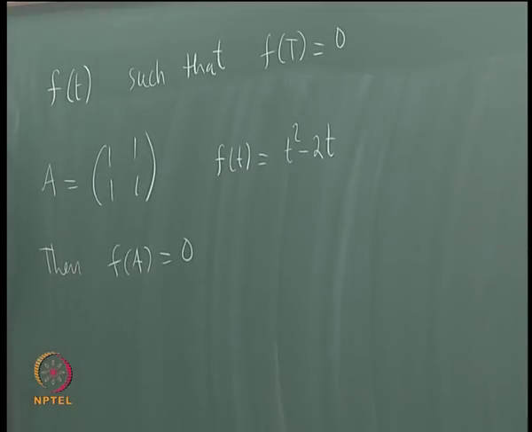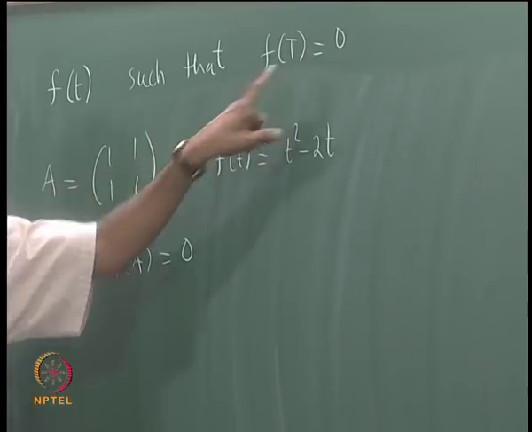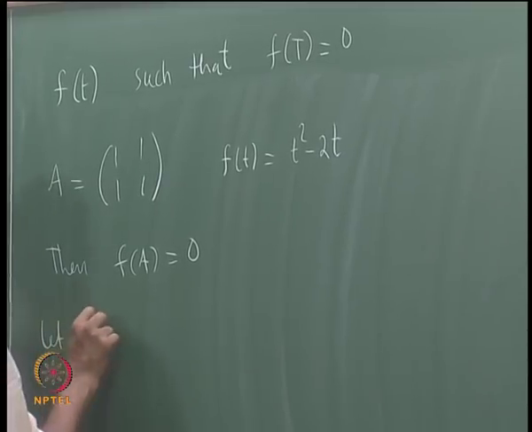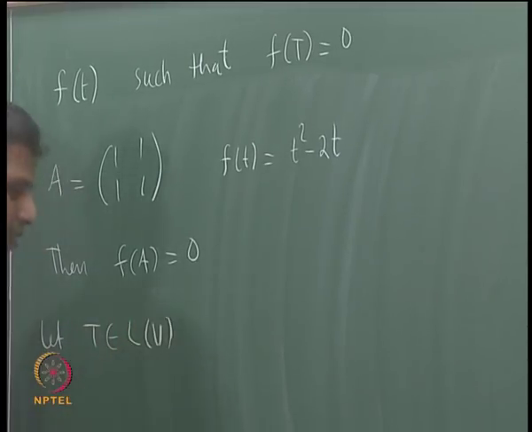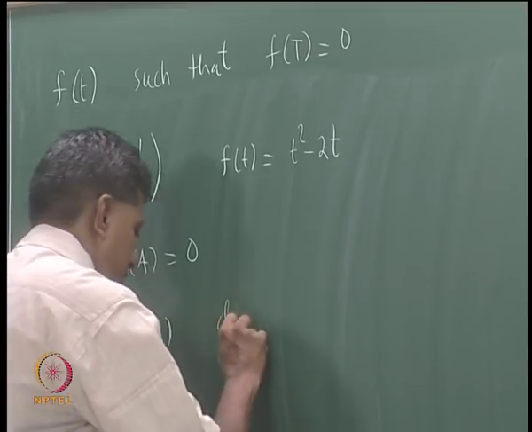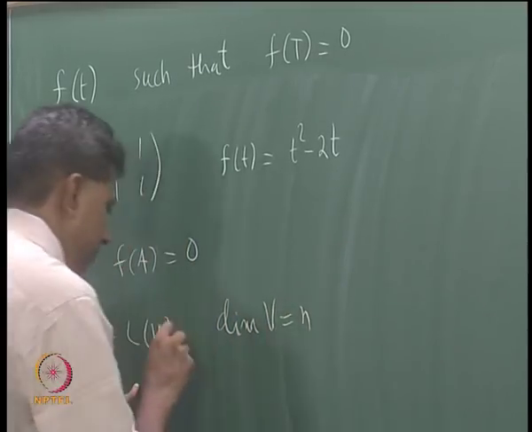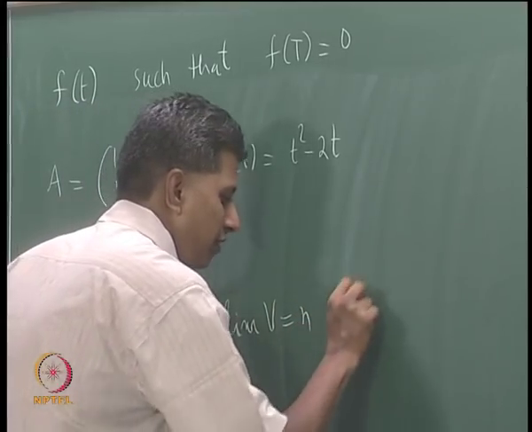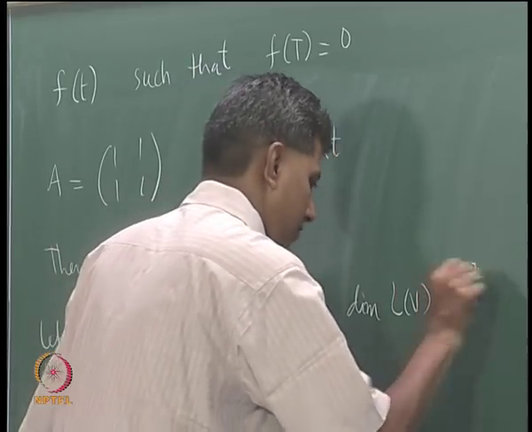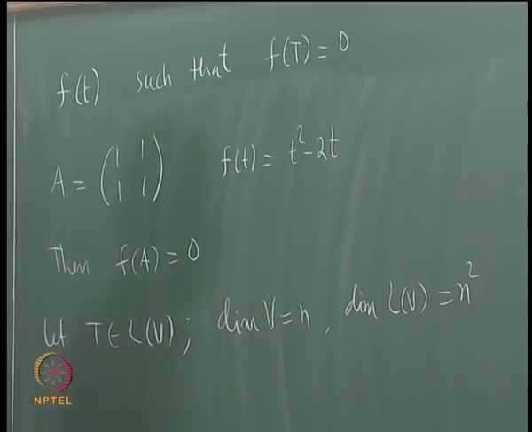We are seeking a polynomial f which has the property that f of T is 0, given an operator T. In the general case, T is a linear operator on a finite dimensional vector space V. What is the dimension of V? As usual, it is n. What is the dimension of L(V)? Dimension of L(V) is n square.